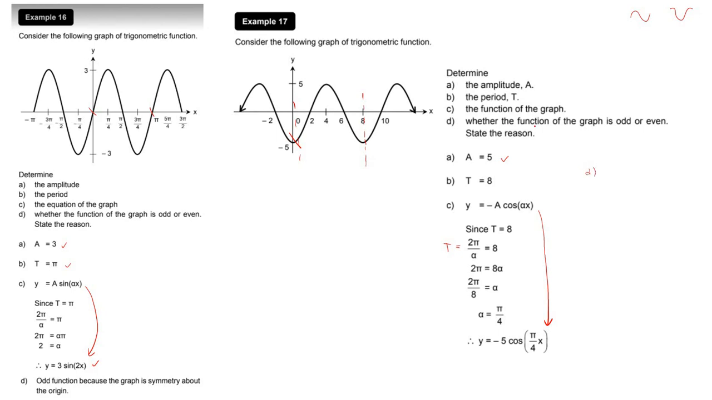For the last part, whether the function of the graph is odd or even. Since this is cos, the graph is an even function. State the reason why. Because the graph is symmetric about the y-axis.